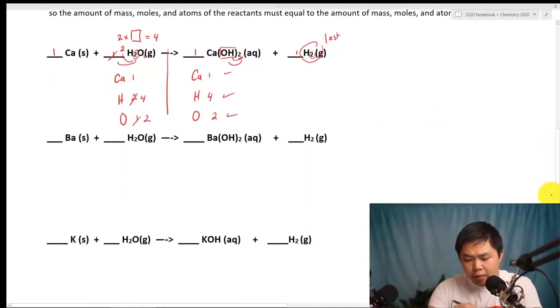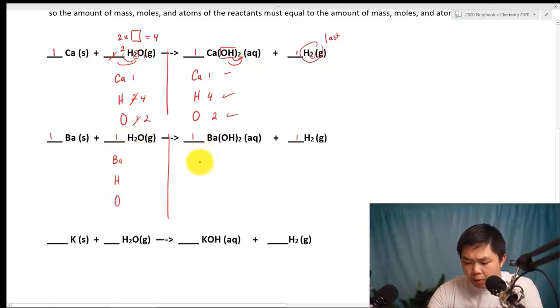The same thing, right? We assume all the coefficients are 1, and we are going to make a list between the reactant and the product. In this case, we have Ba, hydrogen, and oxygen. And over here, we will have the same list as well: Ba, hydrogen, and oxygen. And how many Ba, or barium, do we have? We just have 1. For hydrogen, 2 times 1 gives us 2. For oxygen, 1 times 1 gives us 1.